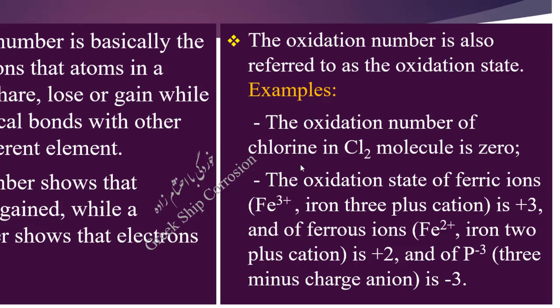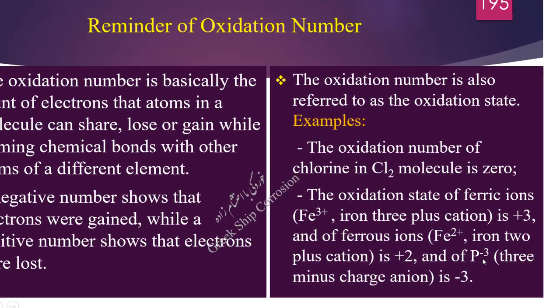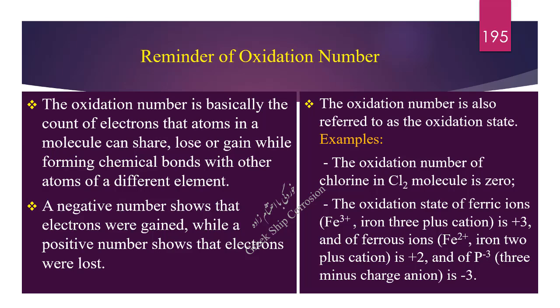Examples: the oxidation number of chlorine in the Cl2 molecule is 0. The oxidation state of ferric ions, Fe3+, is positive 3, and of ferrous ions, Fe2+, is positive 2, and of the phosphorus 3- anion is negative 3.